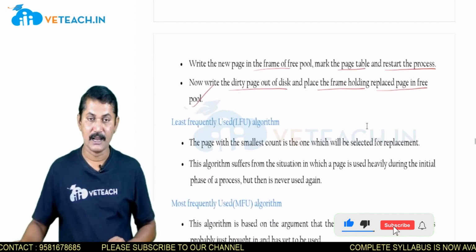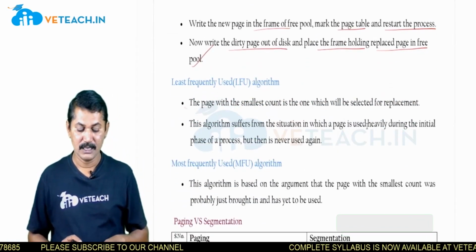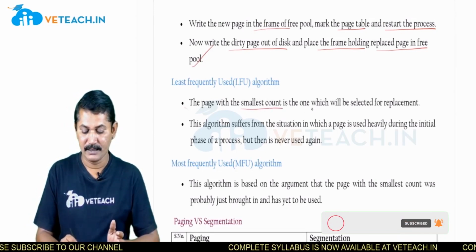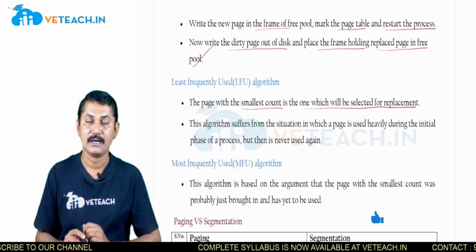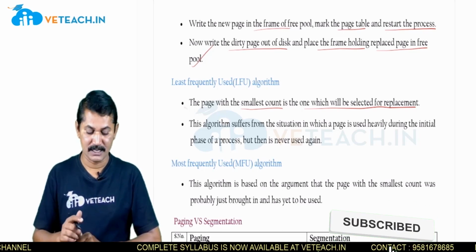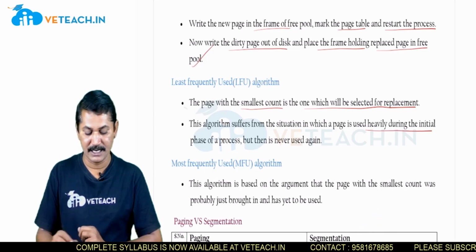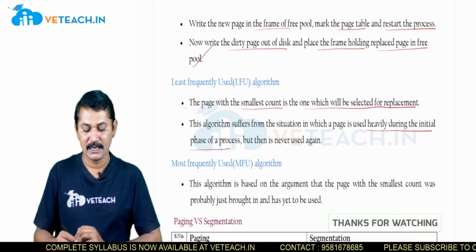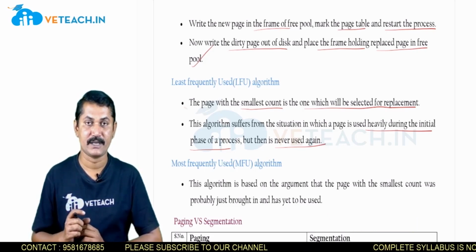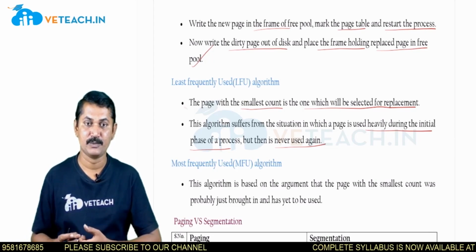Next one is LFU, the least frequently used algorithm. The page with the smallest count is the one which will be selected for replacement. That means a very less used page has to be replaced. This algorithm suffers from the situation in which a page is used heavily during the initial phase of a process but then never used again. That means maybe that page is used at the initial stage of execution but is not used in the rest of the time. That page has to be replaced.